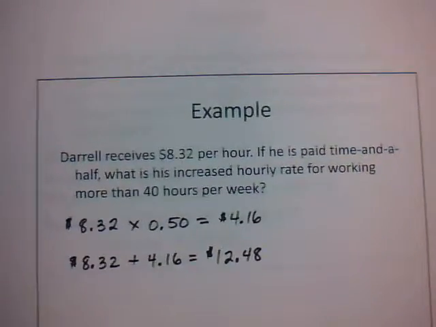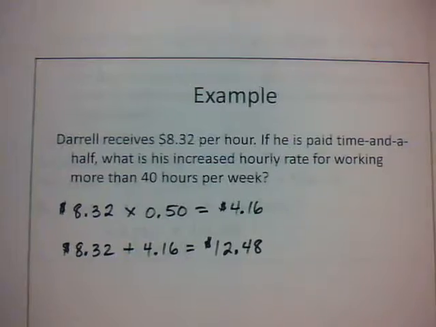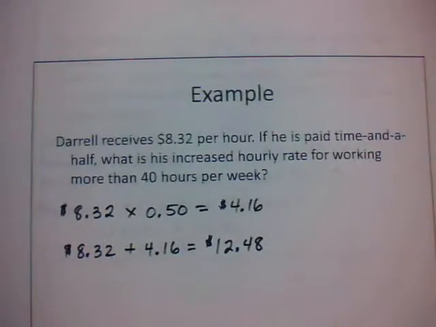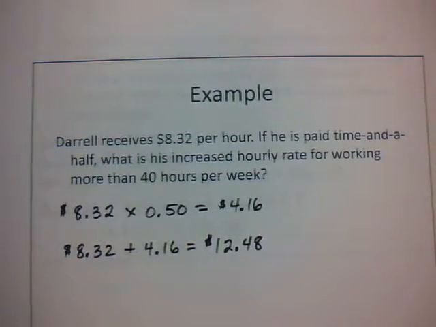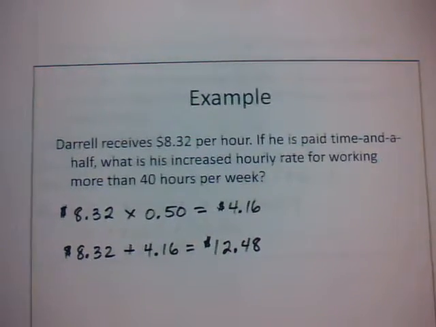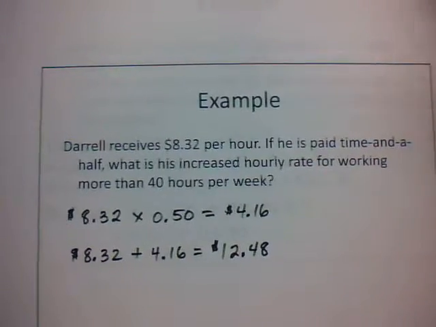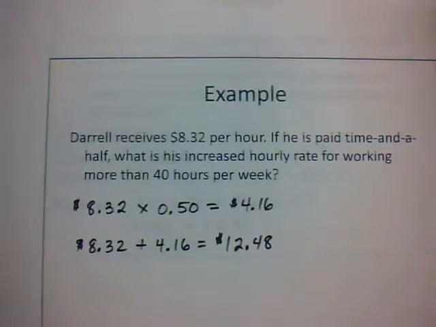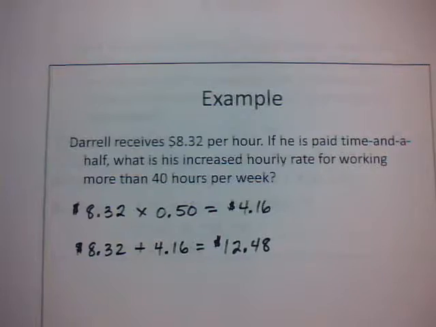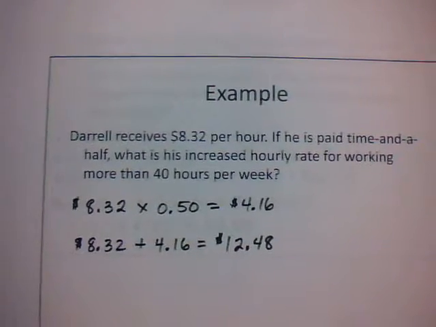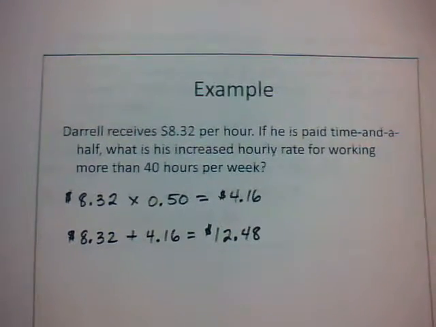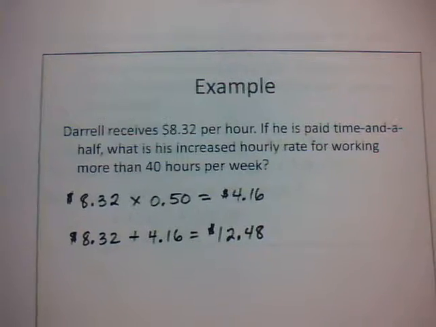So in this case here, let's say that Daryl received $8.32 per hour. If he is paid time and a half, what is his increased hourly rate for working more than 40 hours per week? So here we're going to take 50% or 0.50 and multiply that by his rate of $8.32, which will give us $4.16, and then add that to the $8.32, which would give us $12.48. So in this case, he'll be making $12.48 per hour over the 40-hour limit.